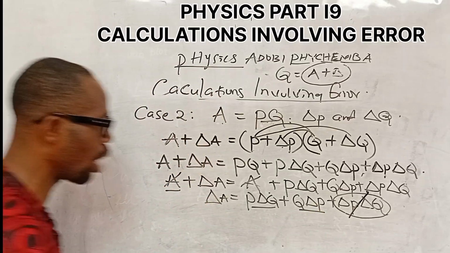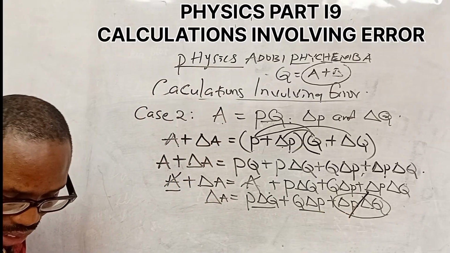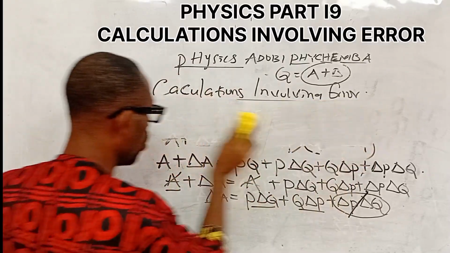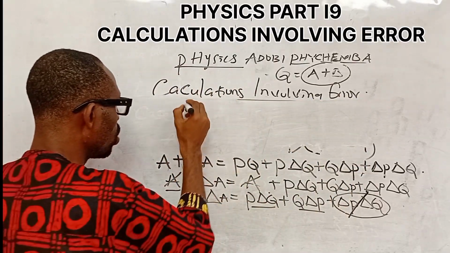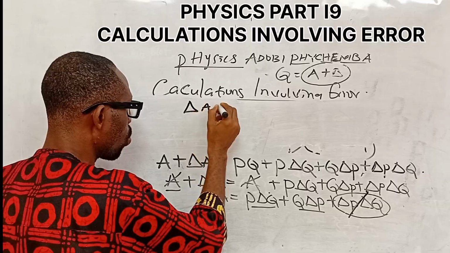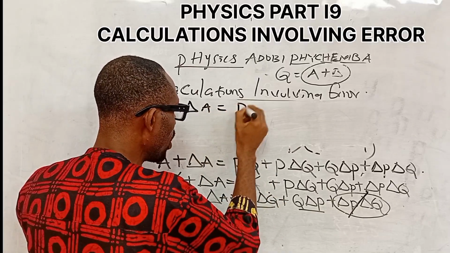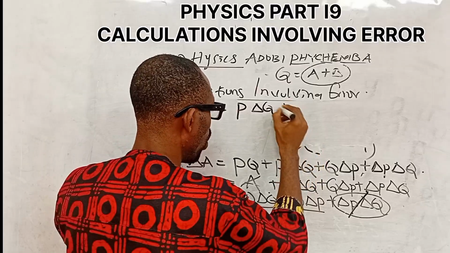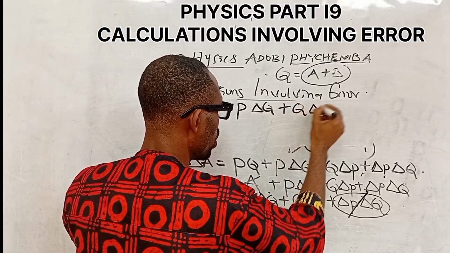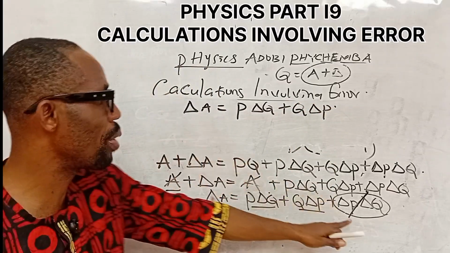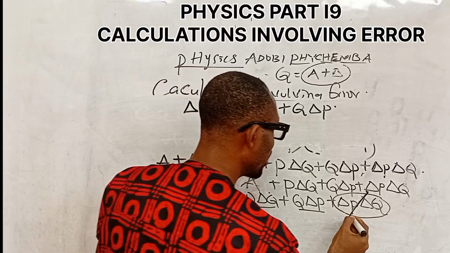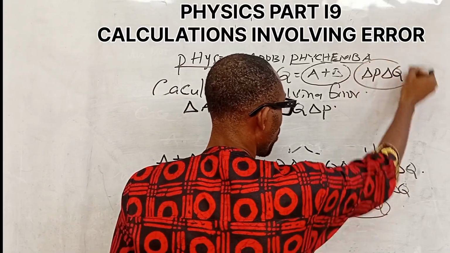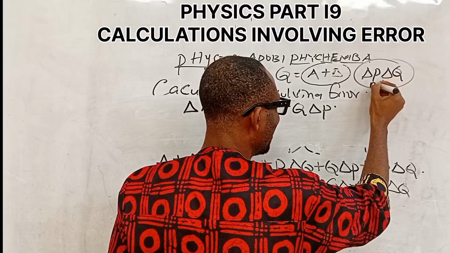Do you understand what I'm saying now? So at the end of the day, let me clean this side. What we'll get finally will be the change in A equals P, change in Q, plus Q, change in P. Are you with me? So this will be out because this is negligible: change in P, change in Q. That is the product of the errors multiplied.